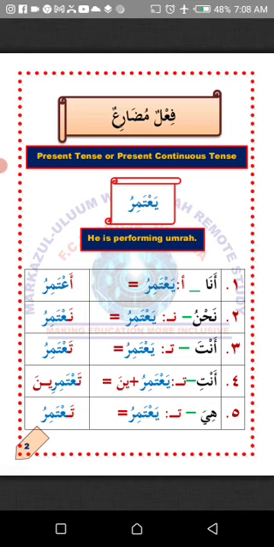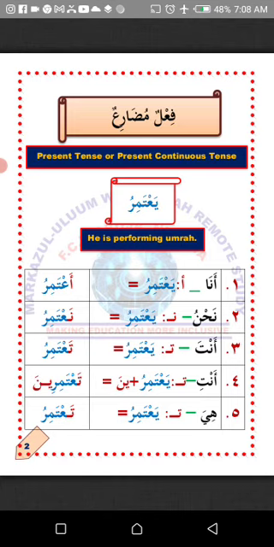Khamsa, number five. Hiya, she. So how do we change the verb ya'tamir to suit hiya? All you need to do is to detach ya'un and attach ta'un. So the verb ya'tamir will now become ta'tamir, which means she is performing umrah. Remember, we use ya'un to talk about a single male person and ta'un to talk about a single female person. Talking about them does not mean talking to them directly. La'allaka fahimt? I hope you understand.